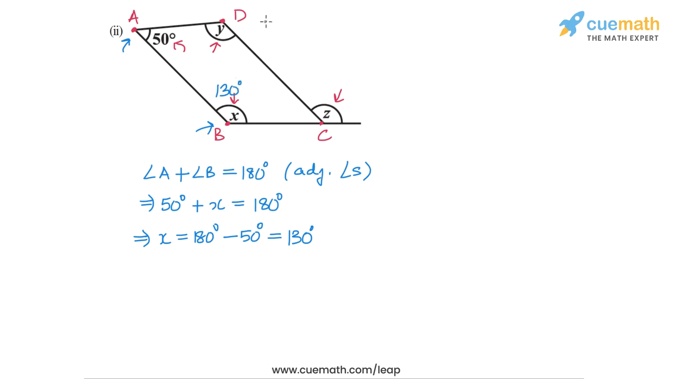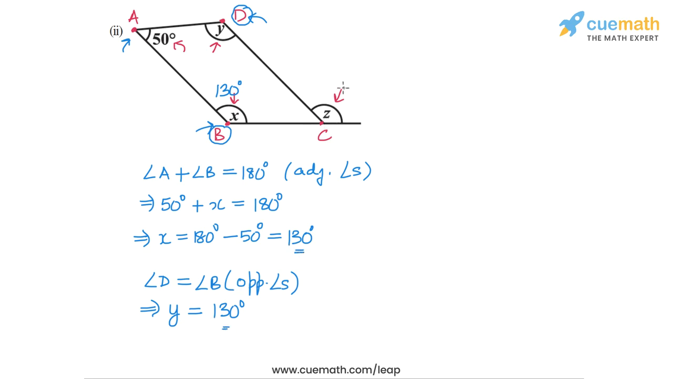And now we can find the angle at D, which is y, directly because the angle at D will be equal to the angle at B because these two are opposite angles in the parallelogram. So we can write angle D is equal to angle B because these are opposite angles in the parallelogram. So angle D is y and angle B is x, which is 130 degrees, as we've already calculated. So y is also equal to 130 degrees.